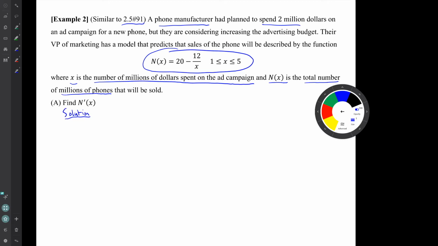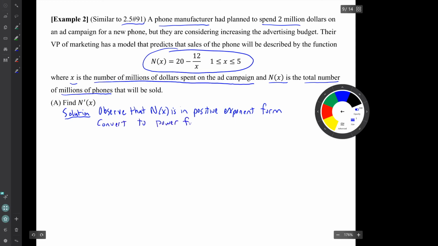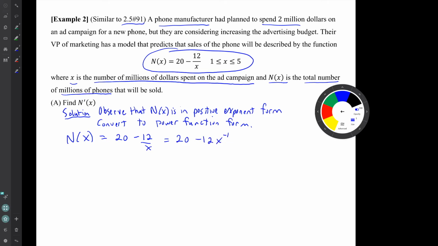Well, notice that our function N of x is not written in power function form. It's written in positive exponent form. So let's convert to power function form. So there's the power function form of the function. Now we can take the derivative easily.